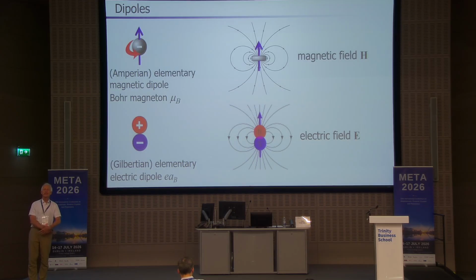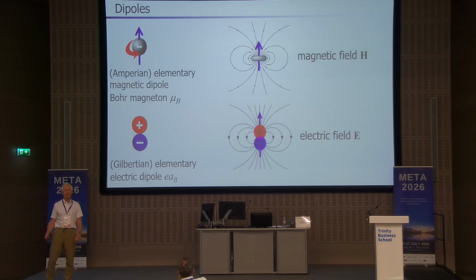Nature in condensed matter knows about two types of dipoles, magnetic dipoles and electric dipoles. Magnetic dipoles are generated by moving charges. They are called Amperian, and they generate magnetic stray fields. The elementary dipole of the electron is the Bohr magneton μB. The elementary electric dipole, which consists of two opposite charges, is the Bohr dipole, which is the product of the elementary charge and the Bohr radius. The electric field emitted by an electric dipole has the same form as the magnetic field emitted by a magnetic dipole.